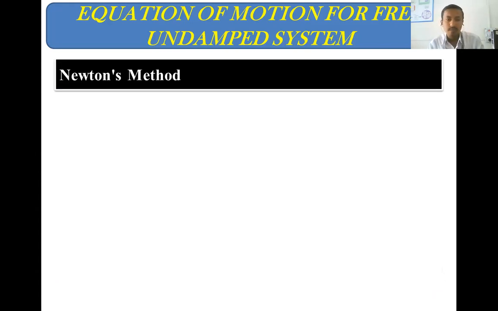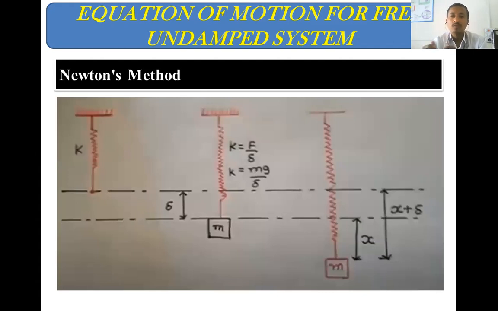First one is the equation of motion by using Newton's method. So let us see one by one. First one is by Newton's method. Now look, to find the equation of motion, first we consider the simple spring mass system.